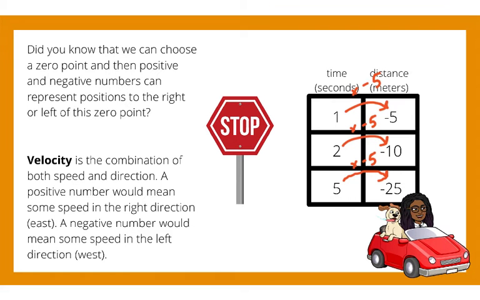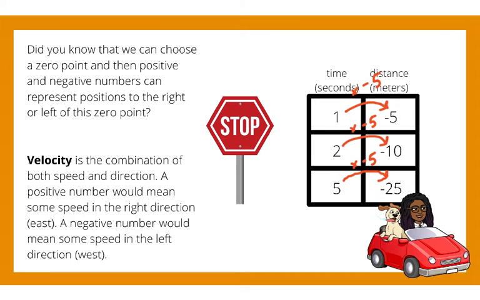Now, in your notes, you saw a set of rules there. A positive times a positive is obviously positive. A negative times a negative is also positive. So when those signs are the same, you're going to get a positive product. The same is true with division. But when those signs are different, like a positive times a negative, you're going to get a negative product.